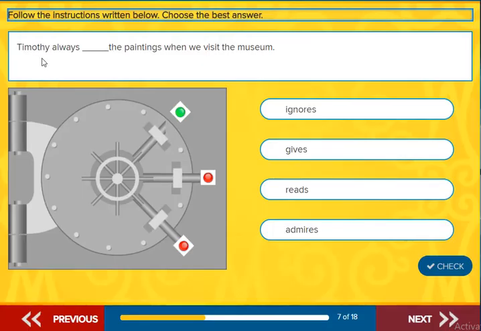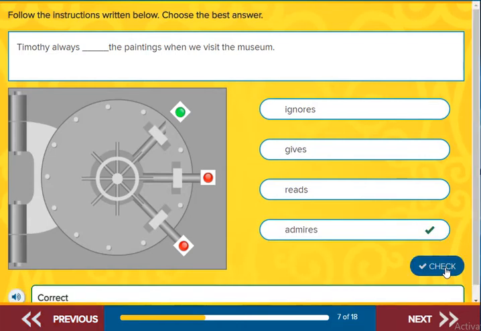Now we have to fill in the blanks. Timothy always blank the paintings when we visit the museum. So which one goes in this blank? Timothy always ignores, or gives, or reads, or admires. Of course, admires. It means likes. Good job!